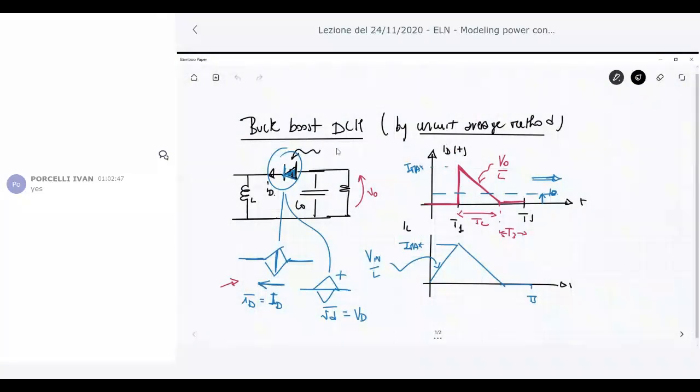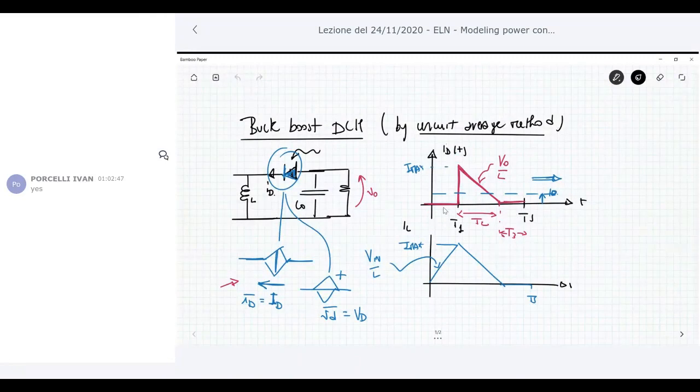Okay, so look at the current through the diode. We are operating in DCM, so you have a period Ts. T1 is the time interval in which you have the transistor on, and when the transistor is on, the diode is off, no current flows through it. Then you have the time interval T2, and during T2 the switch is off, the diode is on. During T3, both the diode and the switch are off, so no current flows again. So you have this kind of triangular waveform.